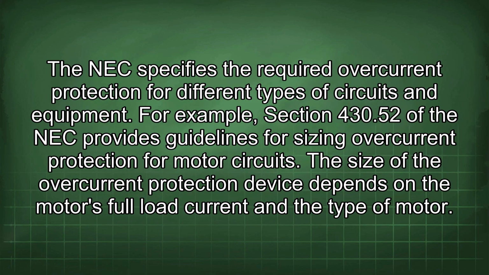The NEC specifies the required overcurrent protection for different types of circuits and equipment. For example, Section 430.52 of the NEC provides guidelines for sizing overcurrent protection for motor circuits. The size of the overcurrent protection device depends on the motor's full load current and the type of motor.